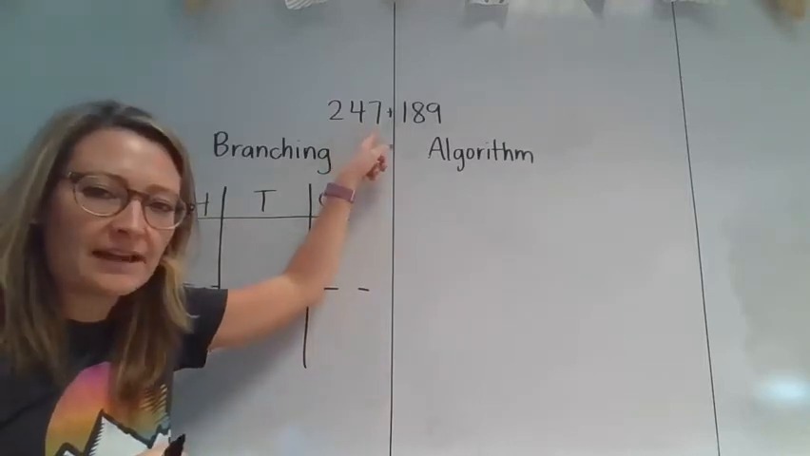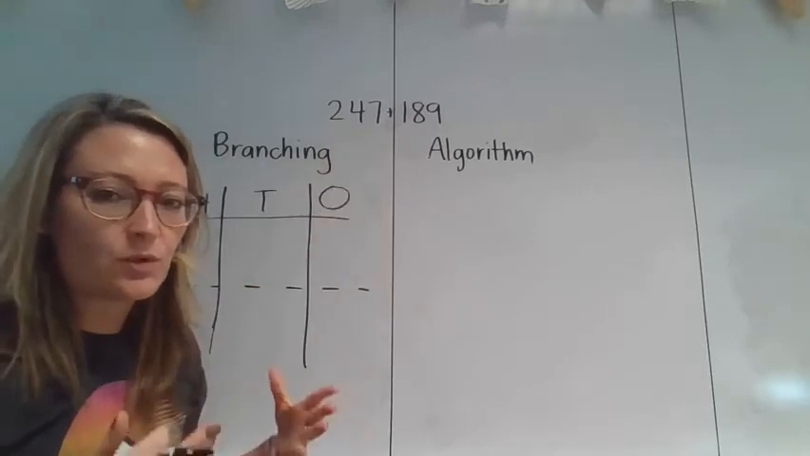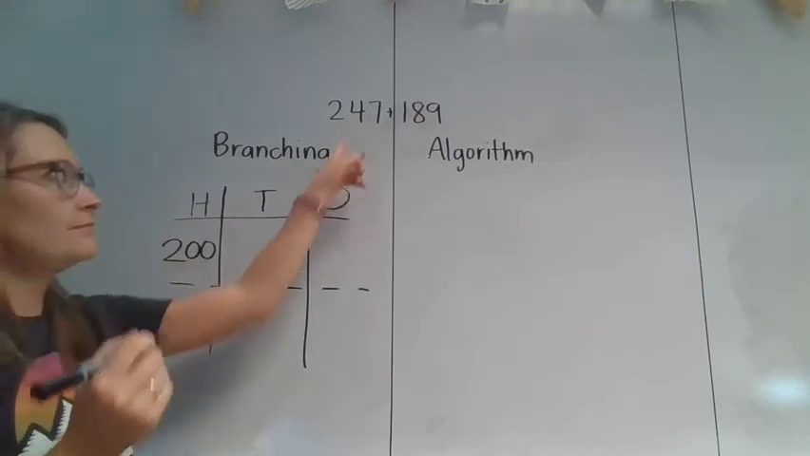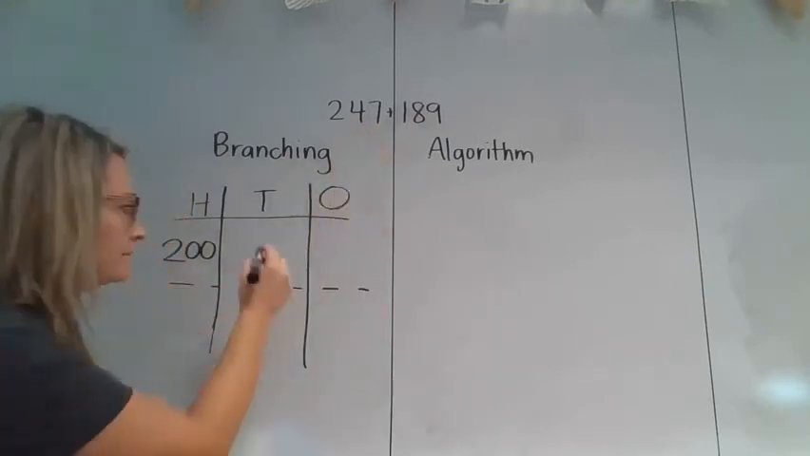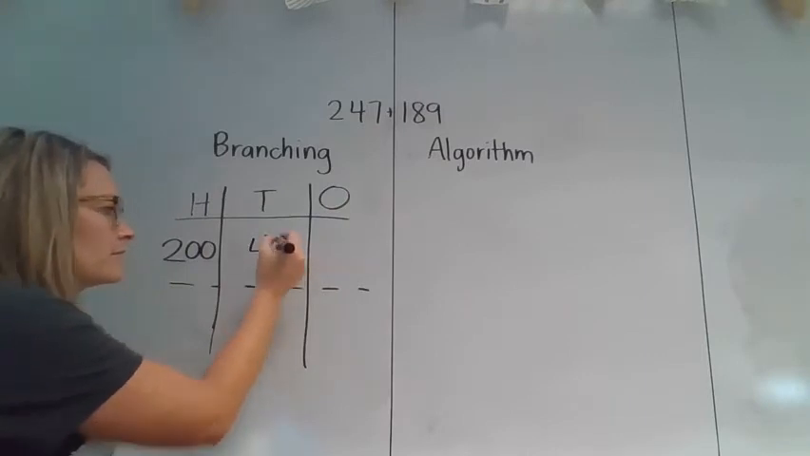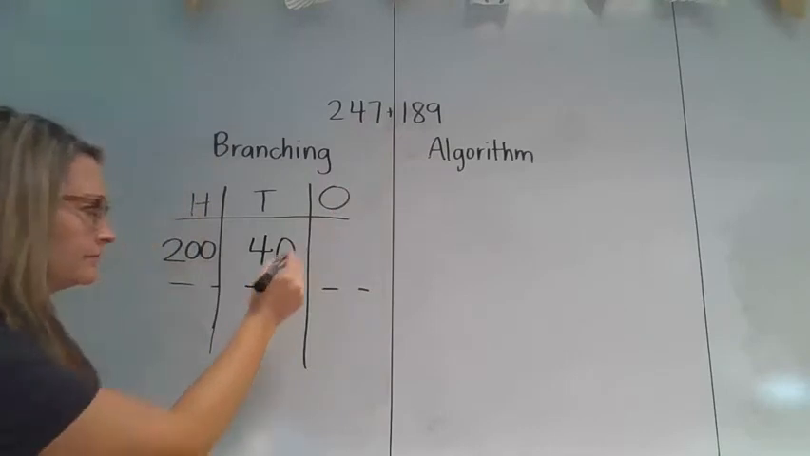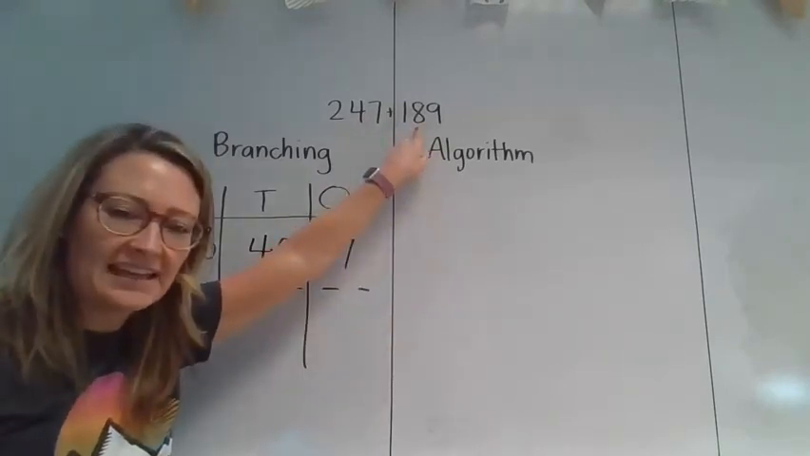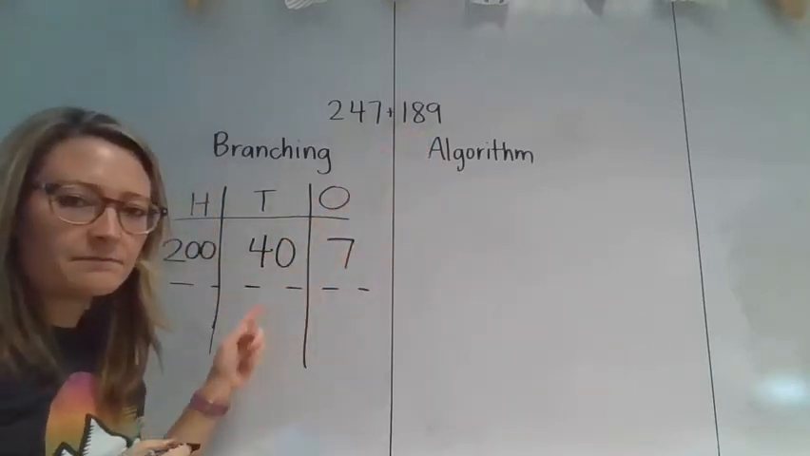So 247, my first digit is the 2, it's in the 100, so I know it's worth 200. Next, I have my 4 in the 10, so I know that is worth 40. And then I have my 7 in the ones, which is worth 7. Now we're going to put my second addend in, 189. I'm going to put that below my dotted line.